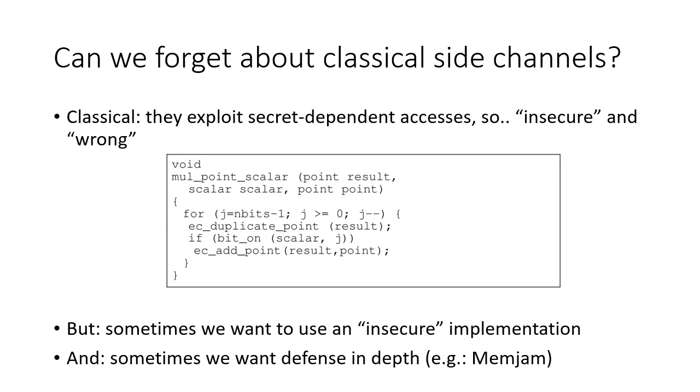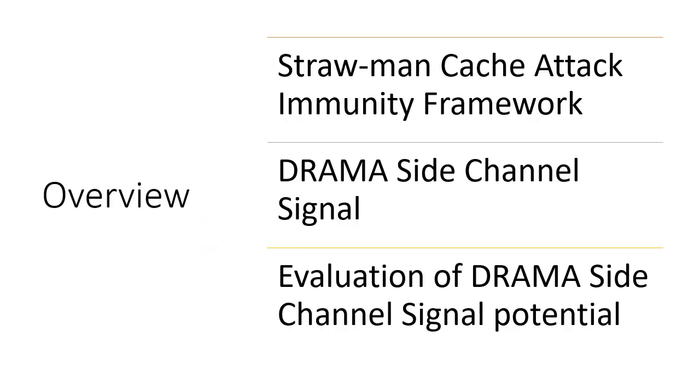So can we think of a way that we can execute this code without leaving any traces in the cache? Okay, so we're going to do that in the remainder of this presentation. First, we're going to propose a defense against this case. And spoiler alert, it's going to be a straw man immunity framework. So we're going to propose a defense that we can kind of anticipate is not a complete defense.